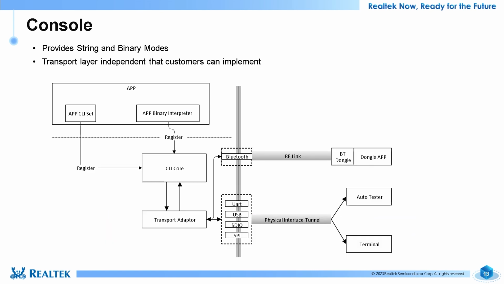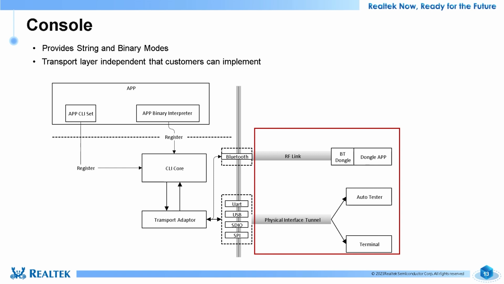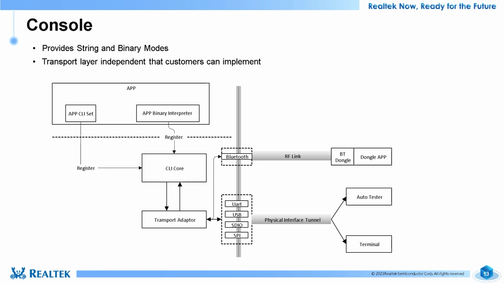The last module is the console. It provides two different modes, string mode and binary mode. For either mode, you would have to register your own callback function. This registers it to the CLI core, which then passes through the transport adapter and then through some connection interface. You can write a message that will be received by a dongle app, an auto tester, or perhaps a terminal.